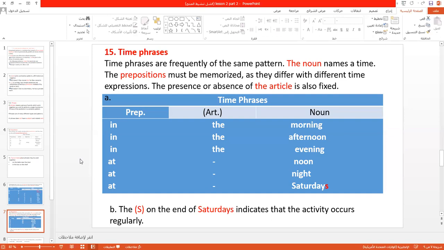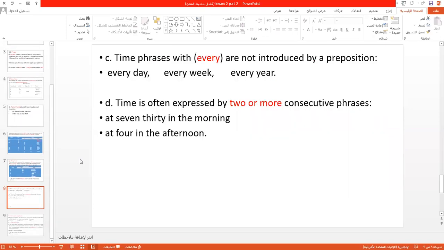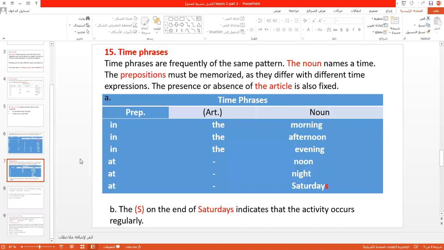Okay, please. Yes. I have a question. Is putting S at the end of Saturdays or Sundays what makes us use at? Good. If putting S at the end makes us use the preposition at, without S we don't use at? No, it becomes a day. It means on Saturday, on Monday. It means on Monday, on Sunday. Okay, it's clear? Thank you.